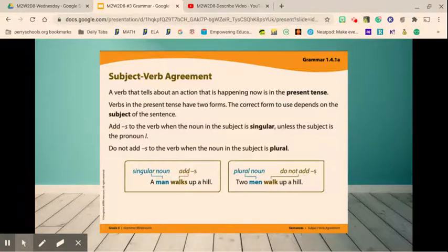So when I look at the examples below, I see a man, which is a singular noun. It's one person, walks up a hill. We have to have a singular verb, so we have to add the s. Two men walk up a hill. Two men is a plural noun. It's more than one. And so we don't add an s to the verb walk. Two men walk up a hill.